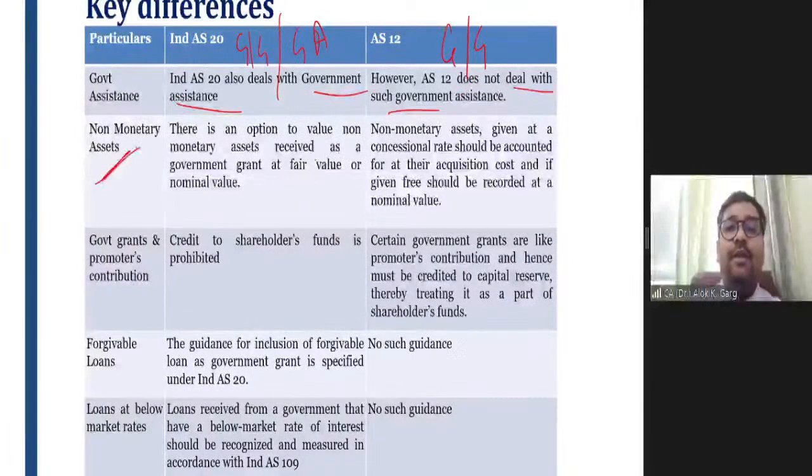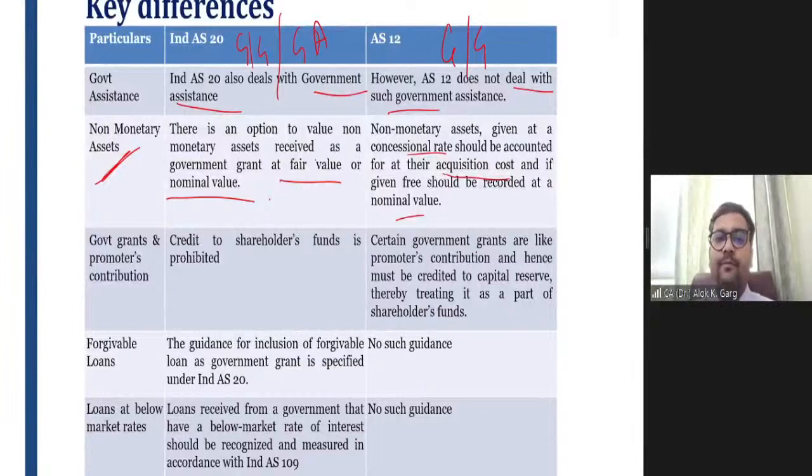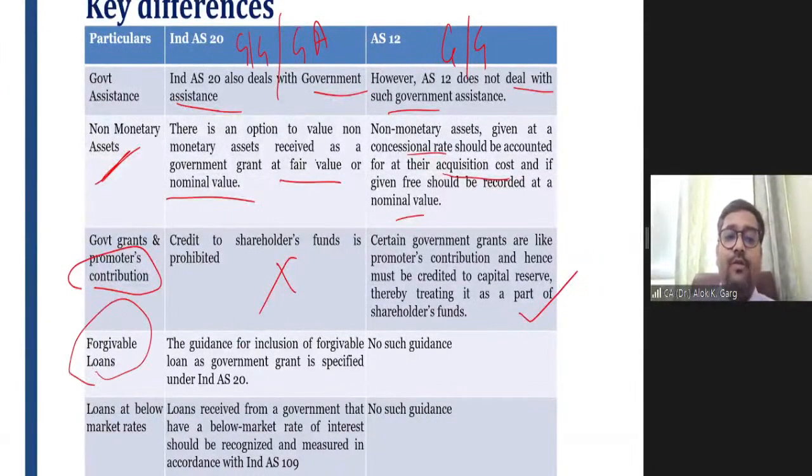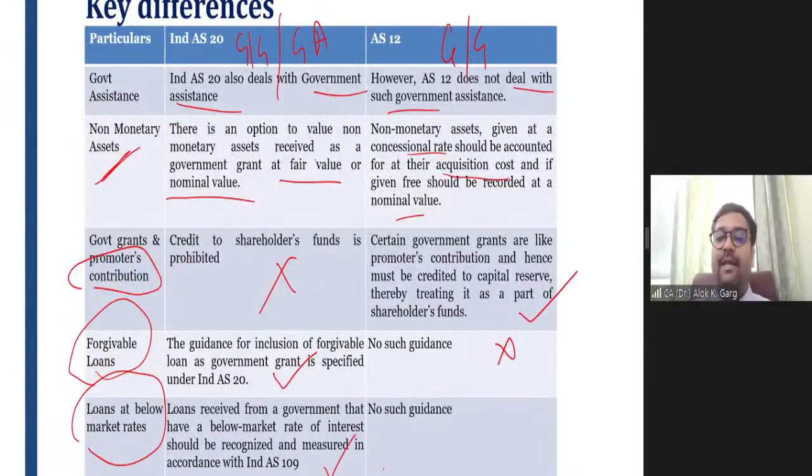In case of a non-monetary asset, although there is not much change, AS 12 says that a non-monetary asset given at a concessional rate should be accounted at the acquisition cost, and if free of cost, at a nominal value. But in Ind AS, there is an option to value a non-monetary asset received as a government grant either at fair value or at a nominal value. Okay. Promoter contribution, no such concept in Ind AS, but there was a concept of capital reserve in accounting standard. Forgivable loans, of course we have discussed, there is a concept in Ind AS, no such guidance was there in AS. Loan at below market rate, of course there is a concept in Ind AS. There was no such concept in AS.